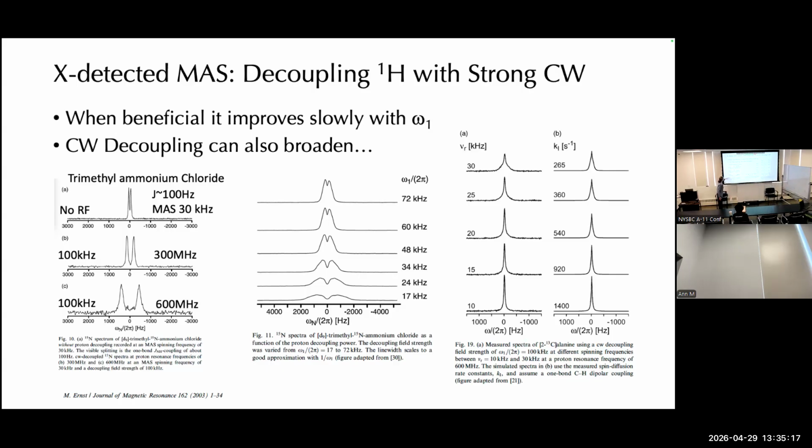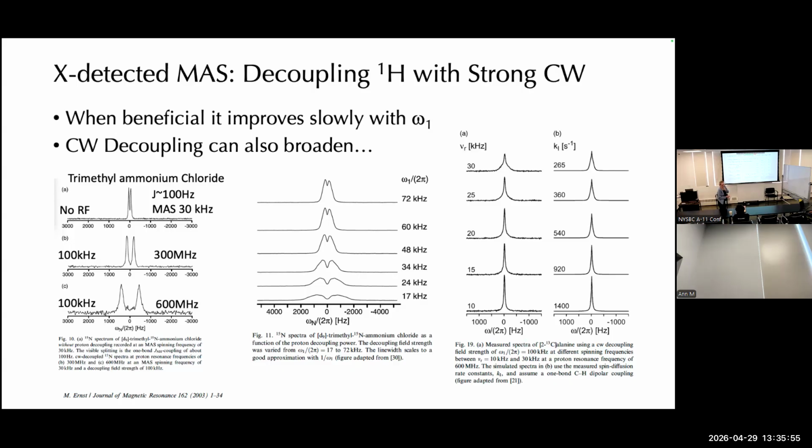Over here, this is an N15 spectrum of trimethyl ammonium fluoride. And initially, no CW, just MAS. Got a J coupling of about 100 hertz apparently, and MAS is about 30 kilohertz. And you start turning on RF, strong RF, and it would appear to make matters worse. Then you decide to go get a stronger magnet because you don't understand what's going on, and that makes things even worse. And there's a good explanation for all of this.